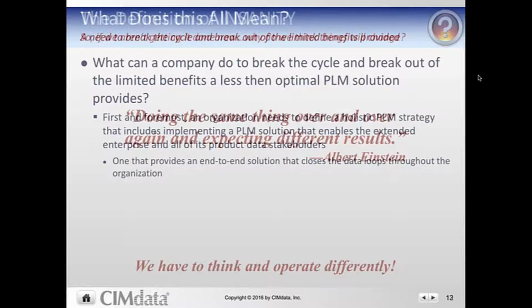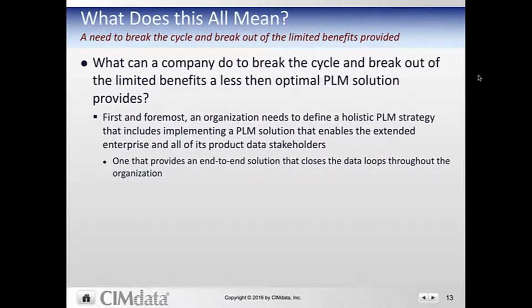So, what can a company do to break the cycle and break out of the limited benefits that a less than optimum PLM solution provides? Well, first, the organization really needs to have a more holistic strategy that includes the implementation of PLM, that enables the extended enterprise, and that understands all the stakeholders. It's not just about the CAD designers or the bill of material development people. There are all kinds of stakeholders throughout the organization that not only need that product information to make decisions, but a lot of other people add to it or even create it. As we see in smart connected devices, there's so much product-related information that's coming from the field.